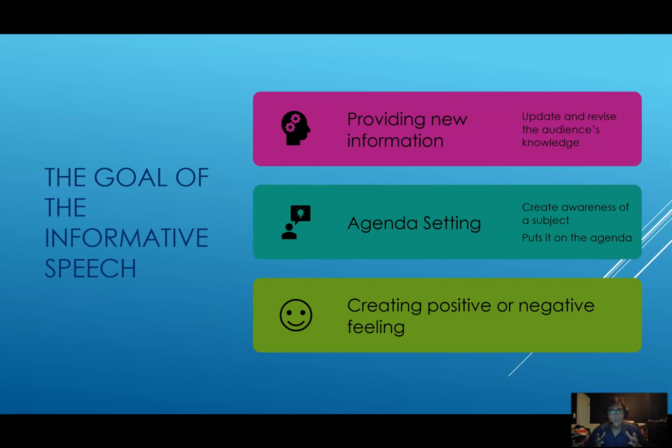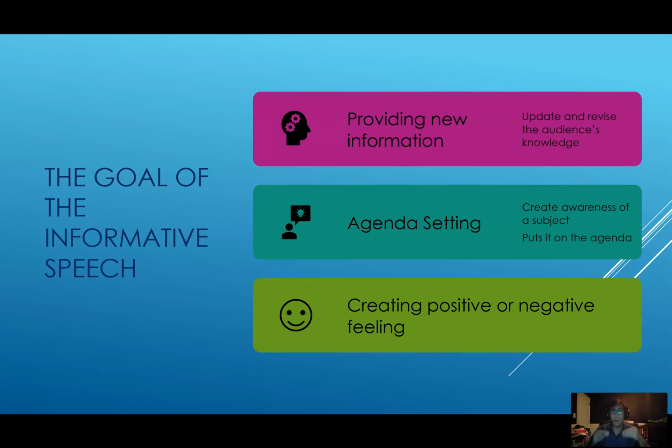So what's the goal? The goal of an informative speech is to provide new information, to agenda set, and also to create a positive or negative feeling. Providing new information, that makes sense. That's pretty obvious because in an informative speech, you are updating and revising the audience's knowledge. But agenda setting is one that we may not think of, and this is where we tie in the influential nature of informing. Because agenda setting is creating an awareness for a subject. It puts it on the agenda.